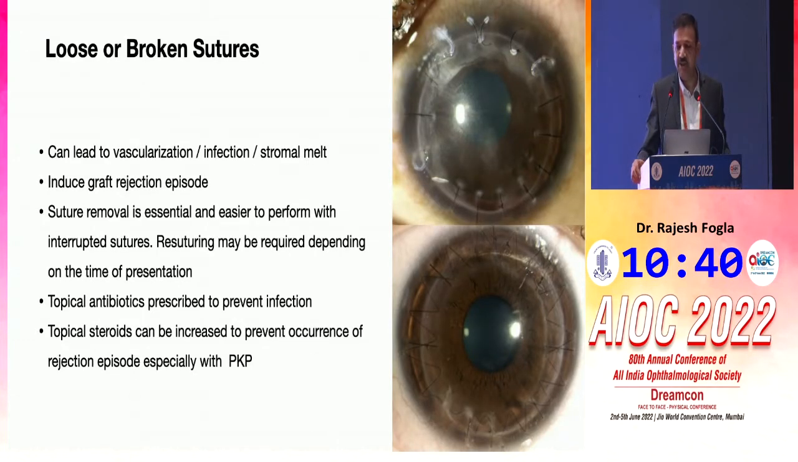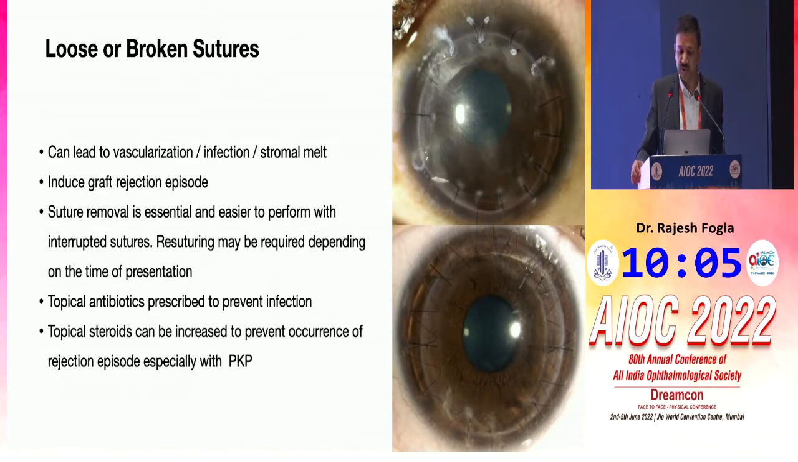The commonest complication that can be encountered by the follow-up ophthalmologist after a corneal transplantation is loose or broken sutures. These loose or broken sutures can result in vascularization, can result in infection. They can also induce a stromal melt. Other than that, in a full thickness penetrating keratoplasty, all these things can also result in induction of an endothelial graft rejection. So the suture removal is essential, and it's actually easier to perform when you're dealing with interrupted sutures.